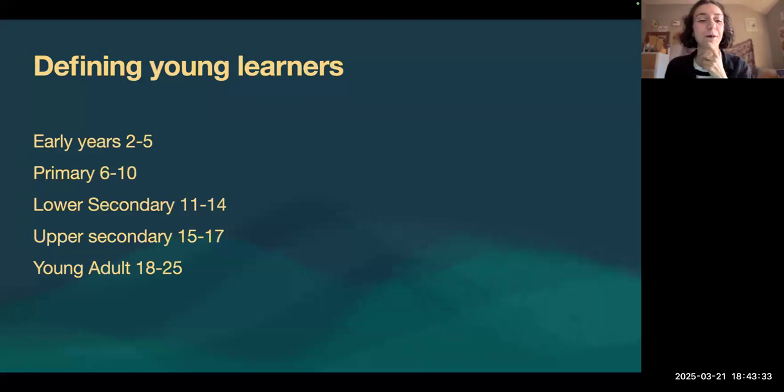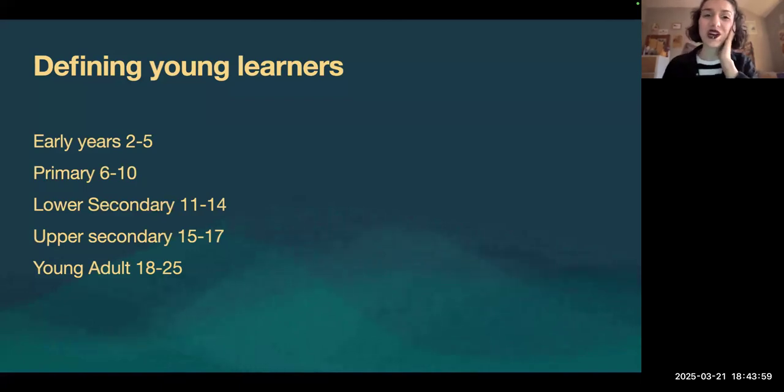Anyways, so I have then upper secondary, so between 15 and 17, around high school age. And then we have young adult or young learners, depending on the context. And then it's between 18 and 25 years old, so the end of high school in some countries, and then university years, like undergrad.